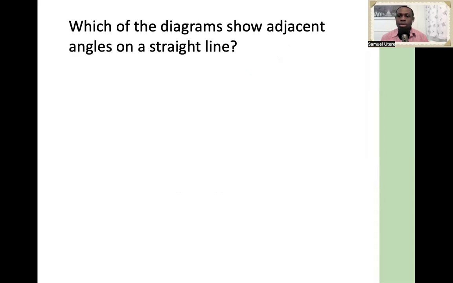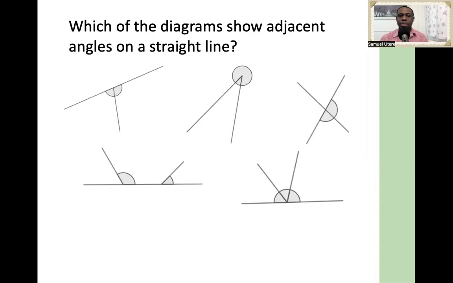So we're going to do a quick exercise. I want you to look at these diagrams and see which of the diagrams show adjacent angles on a straight line. Pause the video and point them out really quick. Well, let's see. We can see that that one has adjacent angles. So adjacent means one thing next to the other. And you can see they share a common line and a common vertex.